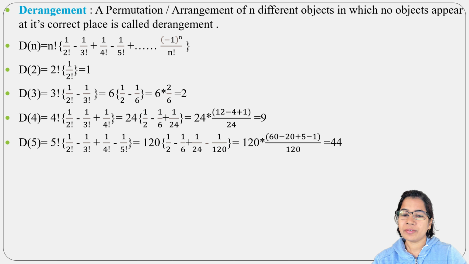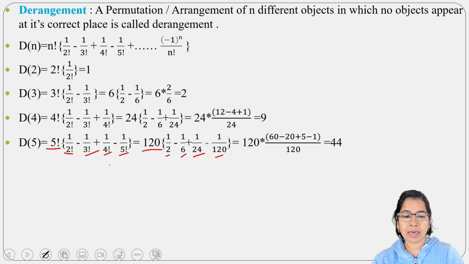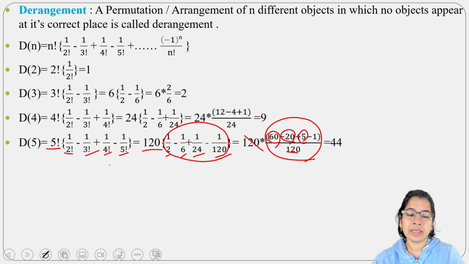Next, D of 5. D of 5 equals 5 factorial multiplied by 1 divided by 2 factorial minus 1 divided by 3 factorial plus 1 divided by 4 factorial minus 1 divided by 5 factorial. So 5 factorial equals 120. 2 factorial is 2. 3 factorial is 6. 4 factorial is 24. 5 factorial is 120. Now simplify this. 2 multiplied by 60 is 120, right? 60 here. 6 multiplied by 20 is 120. 24 multiplied by 5, minus 1. And these 120 will be cancelled. So 60 minus 20 is 40. 40 plus 5 is 45, minus 1 is 44.